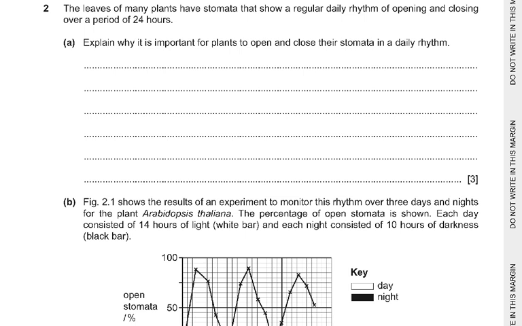Now coming to question number 2, the leaves of many plants have stomata that show a regular daily rhythm of opening and closing over a period of 24 hours. Daily rhythm. Explain why it is important for plants to open and close their stomata in a daily rhythm. Well, open in the day, or open in the light, to take in carbon dioxide for photosynthesis, or you can say take in carbon dioxide for the Calvin cycle, or you can say take in carbon dioxide for the light independent stage. And they close in the dark.